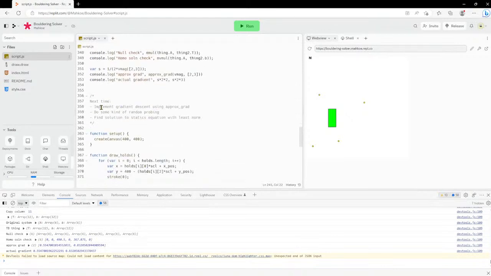So what I have on the docket here is I have my approximate gradient function, and I need to implement gradient descent, and then I need to find a good solution in the solution space.